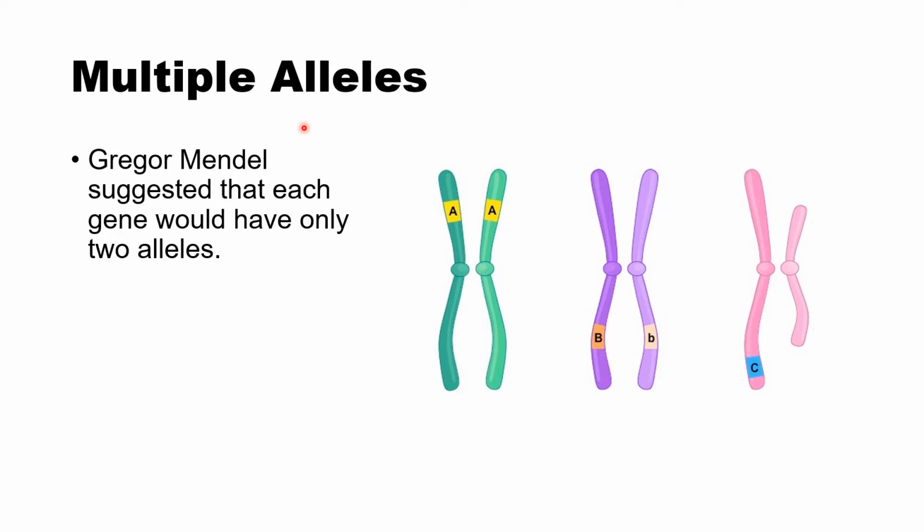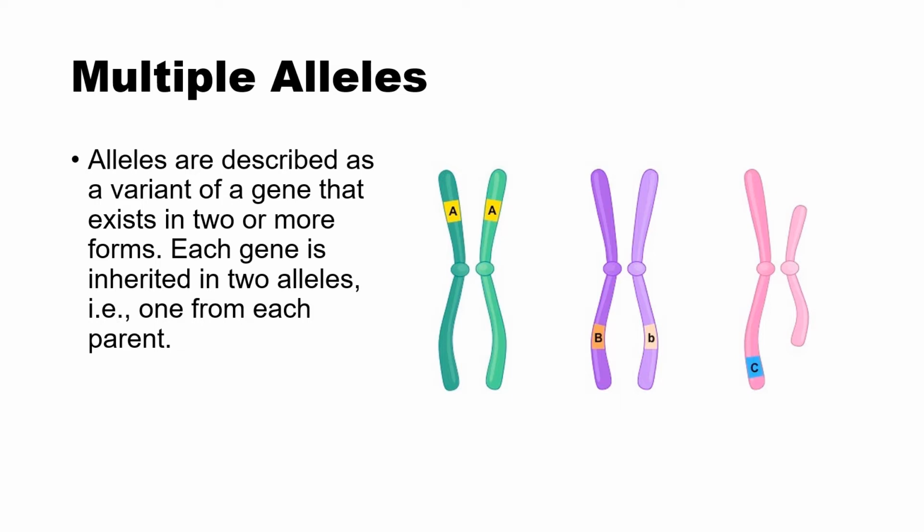Now, we will go to the multiple allele na tinatawag. Di ba sabi ko kanina, doon sa gene, it has two alleles. Dalawang alleles lang. Kasi yun yung sinabi ni Gregor Mendel, wherein he suggested that each gene would have only two alleles. Pero that is not truly the case. Sa multiple alleles, so as the name implies, there are multiple alleles that can dictate yung isang certain phenotype. Hindi lang dalawa.